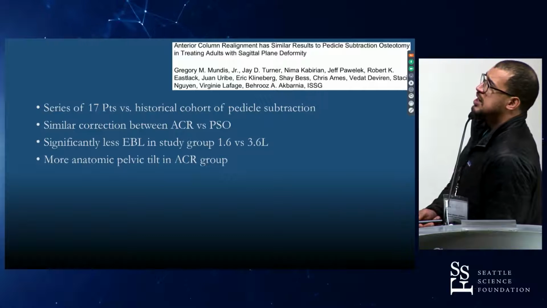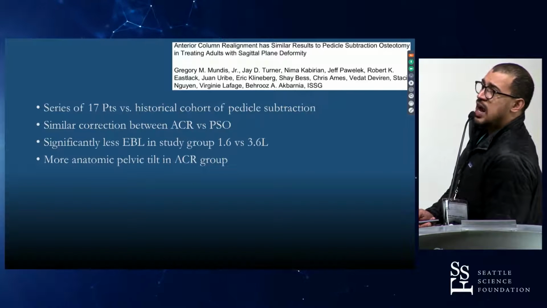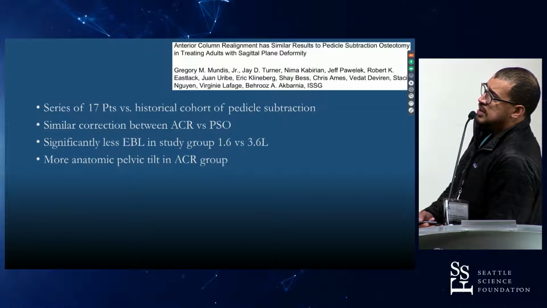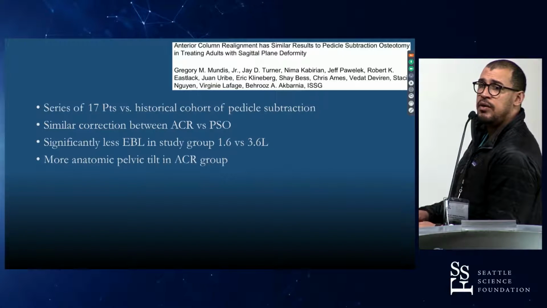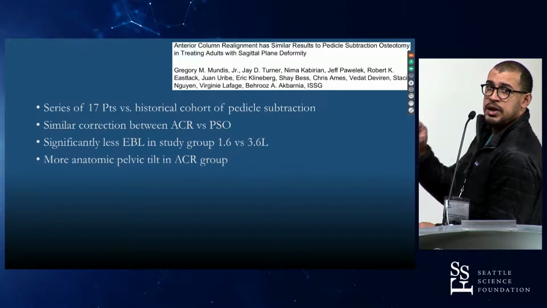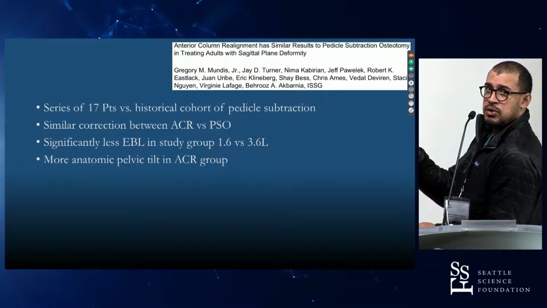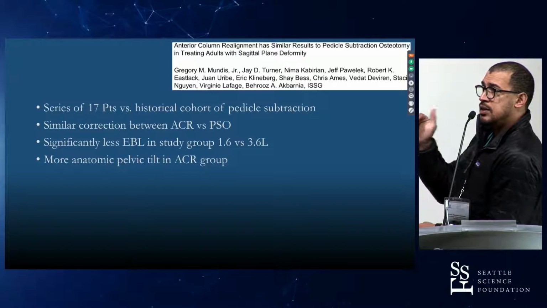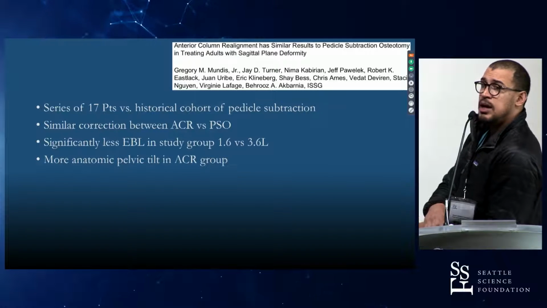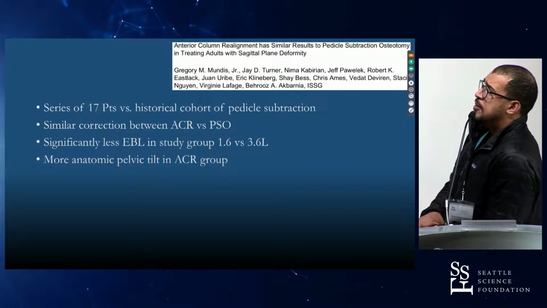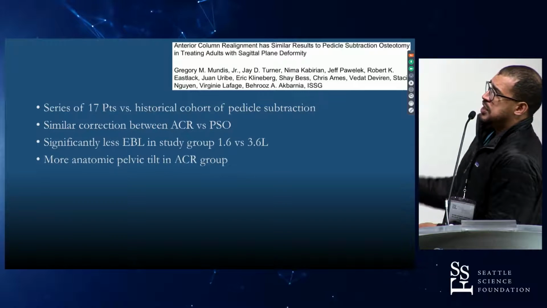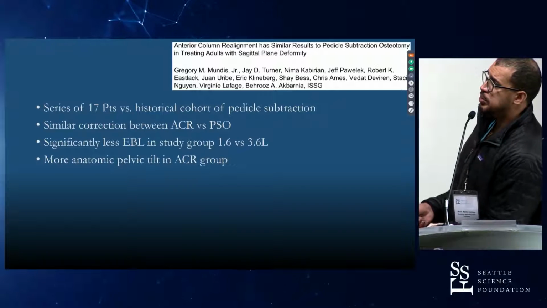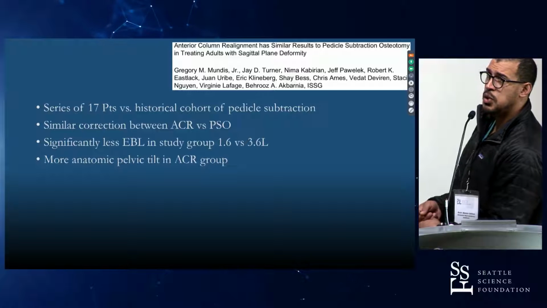And this is just one thing that one of the papers I want to look at came out of ISSG last year, where they looked at, it's just a short series and really not a whole lot of data out there on this, anterior column realignment using a minimally invasive lateral approach, doing ALL releases and putting in lordotic cages, and then backing it up with a percutaneous posterior fixation. And they actually got similar correction between ACR and PSOs. Again, this was a historic cohort.